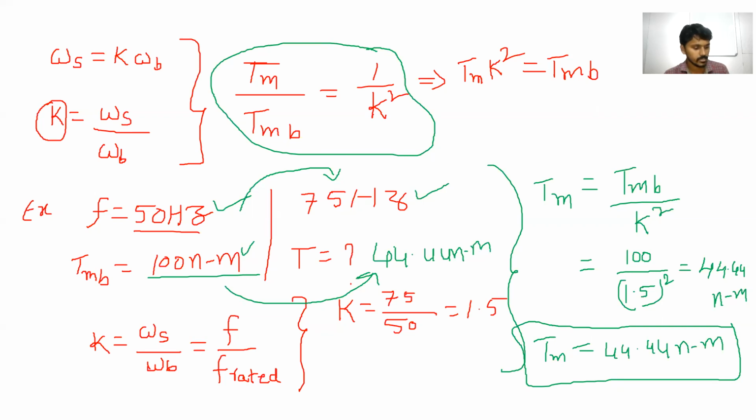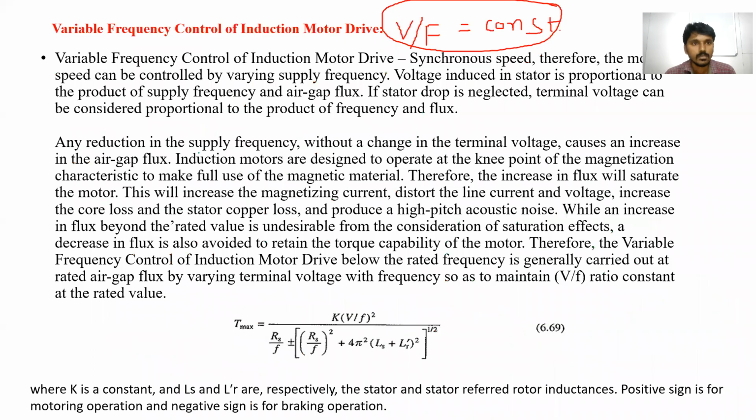So here is the V by F equal to constant method. Why are we going for that? Variable frequency control of induction motor drive: the motor speed can be controlled by using the variable supply frequency. Clear? Voltage induced in the stator is proportional to the product of the supply frequency and the air gap flux. If the stator drop is neglected, then the terminal voltage can be considered proportional to the product of the frequency and flux.